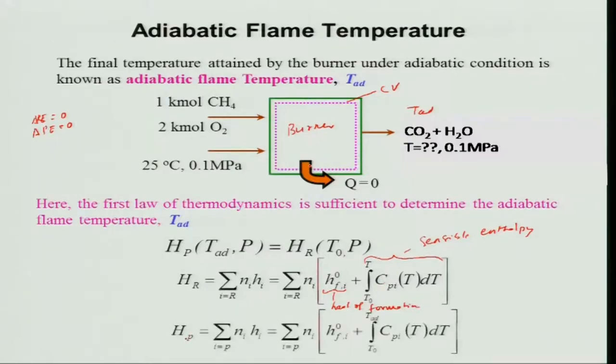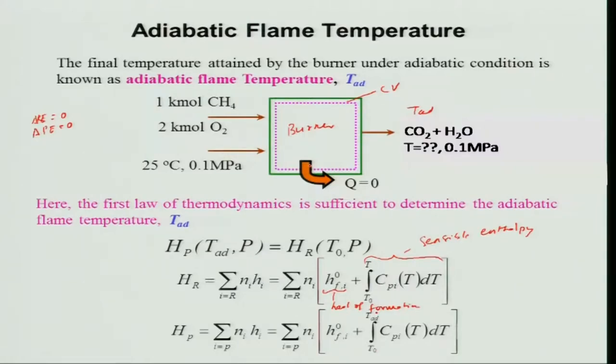Similarly, the total enthalpy of the product is the summation of Ni and Hi. Hi is the enthalpy of an individual species, and it has two terms here. One is the heat of formation of the product species, and of course, the sensible enthalpy. Keep in mind that this is being integrated from T naught, the standard temperature, to T adiabatic.